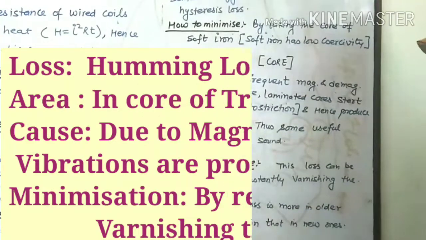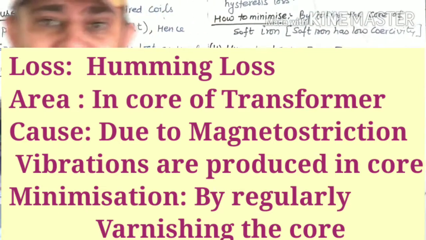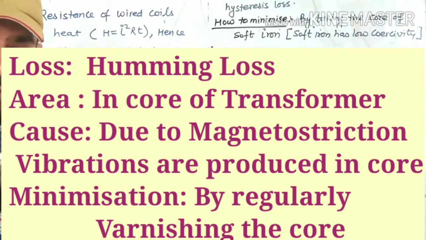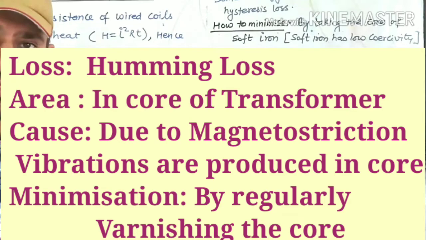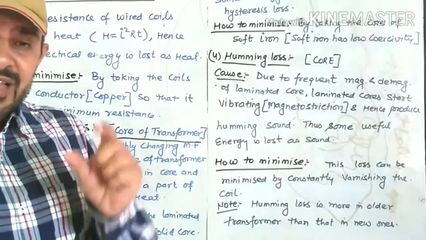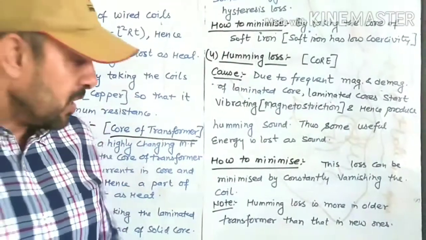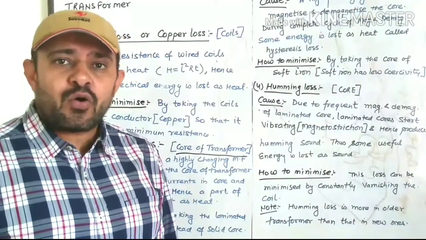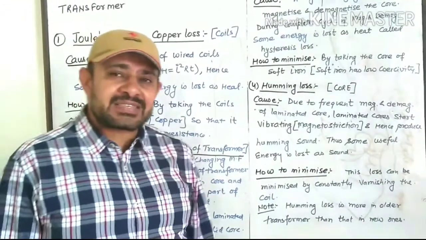Humming loss can be minimized by constantly varnishing the laminated cores. When the cores are laminated and they are properly varnished, they are able to absorb the vibration. The vibration between them is absorbed to a large extent, but with use, as the core heats up, the varnish becomes thin. Because of this thinning of the varnish, the cores get separated and they vibrate vigorously and produce more sound. Humming sound or humming loss is a constant feature of older transformers. In newer transformers, it is very less.